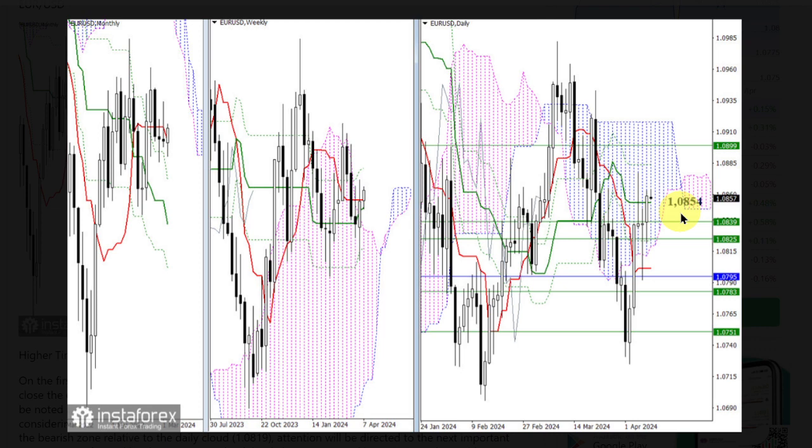In case of a return to weekly supports, 1.0825 or 1.0839, as well as breaking into the bearish zone relative to the daily cloud, 1.0819, attention will be directed to the next important support zone, formed by short-term trends of the daily 1.0801, weekly 1.0795 and monthly 1.0783 timeframes.